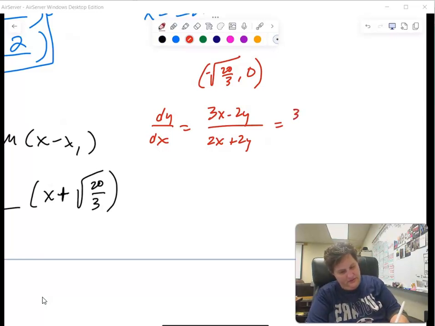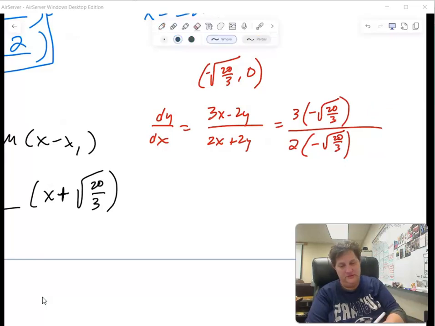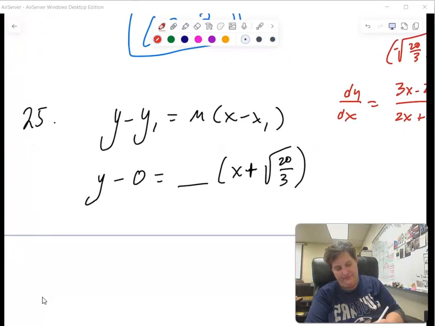My goodness. 3 times negative root 20 over 3 minus 0, and then 2 times negative root 20 over 3 minus 0. Okay, well, we don't need the minus zeros, and then those can cancel out, and so I just get 3 over 2. There's the slope of the tangent line.